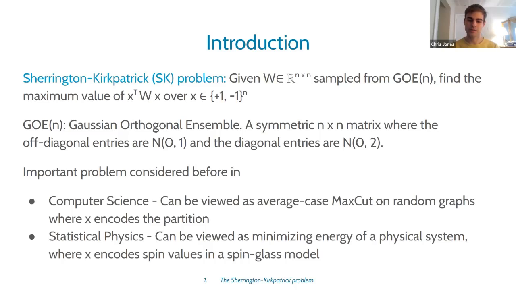In computer science, you might think of it as max cut on the complete graph, where the edge weights are random Gaussians. It's also been studied in statistical physics, where you're trying to minimize the energy of some physical system, and W encodes the interaction strength between the particles of the system.